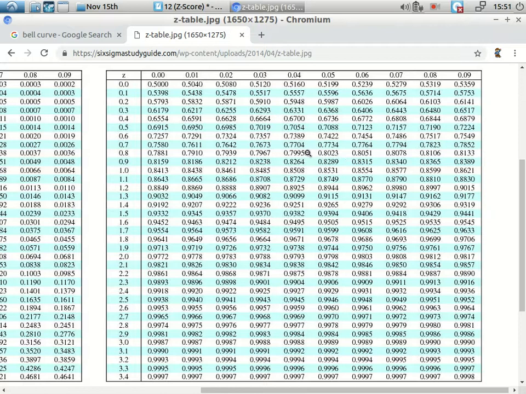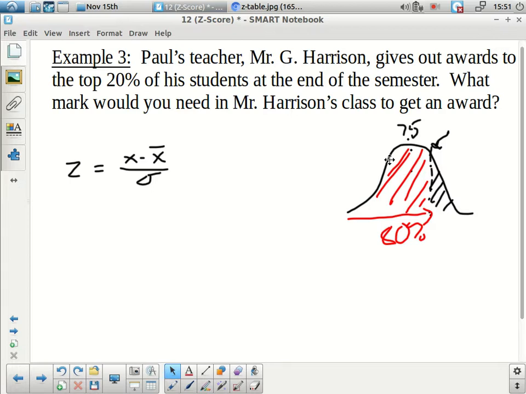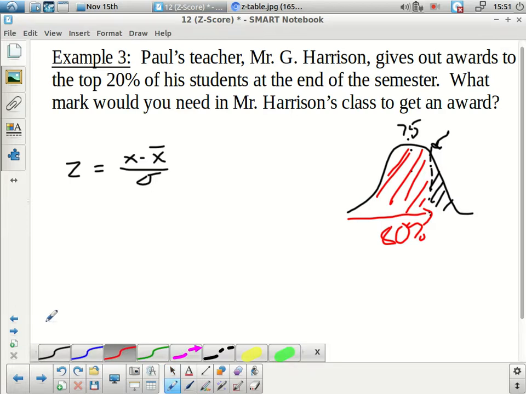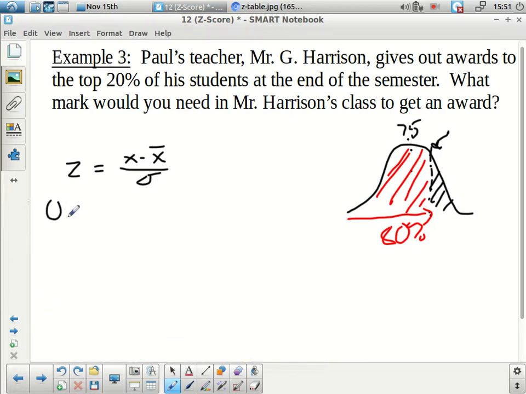Now there are methods to pin it down even further, but for now, we're going to go with the closer one. So 0.7995 is closer to 80% than 0.8023. So I'm going to look up what the Z-score is. Okay, so this is 0.84. So the Z-score associated with 80% is 0.84. I fill in what else I know.